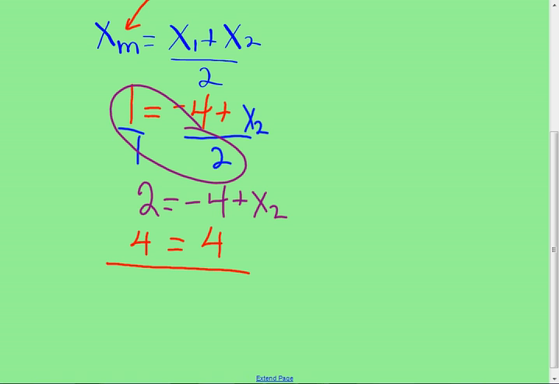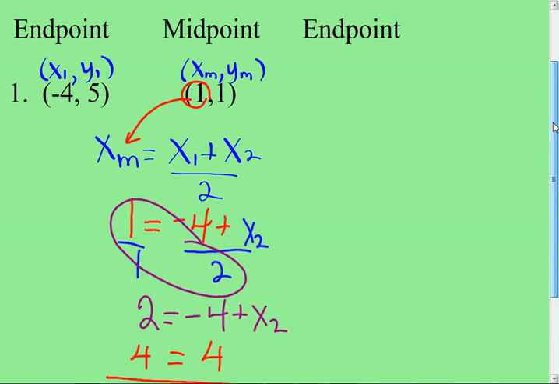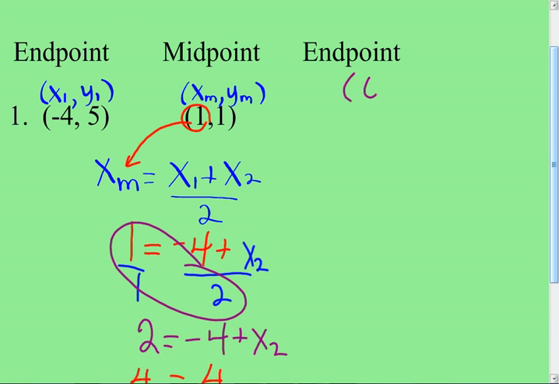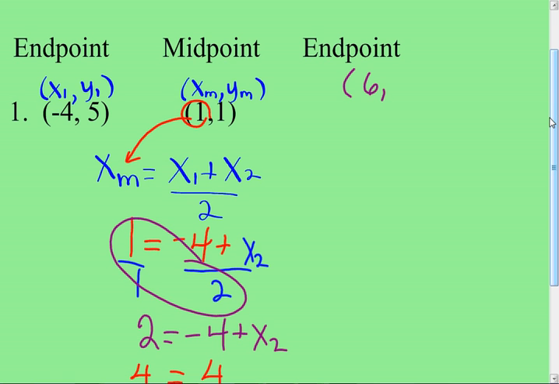Why are you doing that? Because I want to find the endpoint, not the midpoint. I'm given the midpoint. So my x-coordinate is 6. Now I've got to find the y-coordinate. What's the formula for that? The midpoint is given by the sum of the two endpoints over 2.